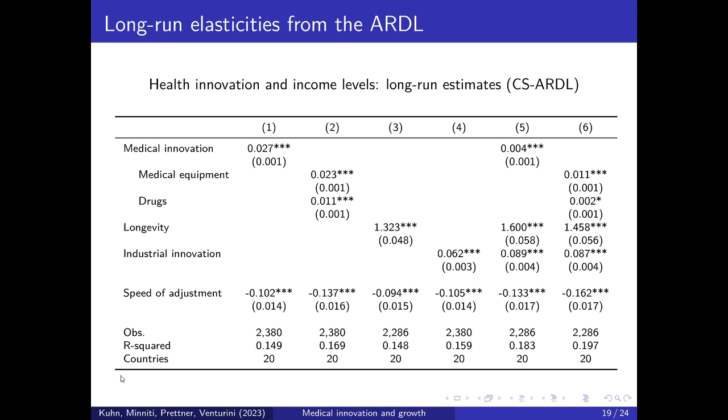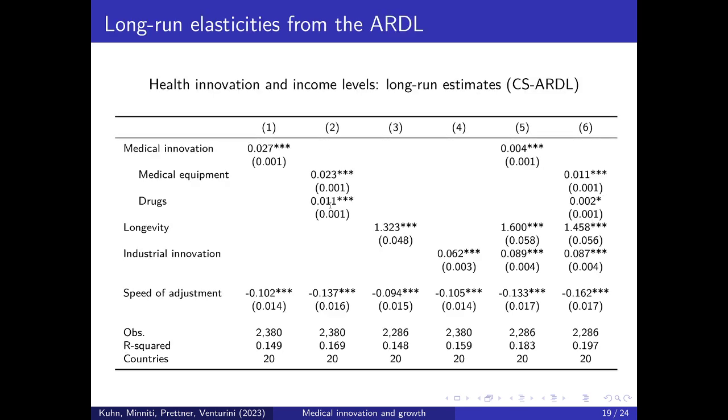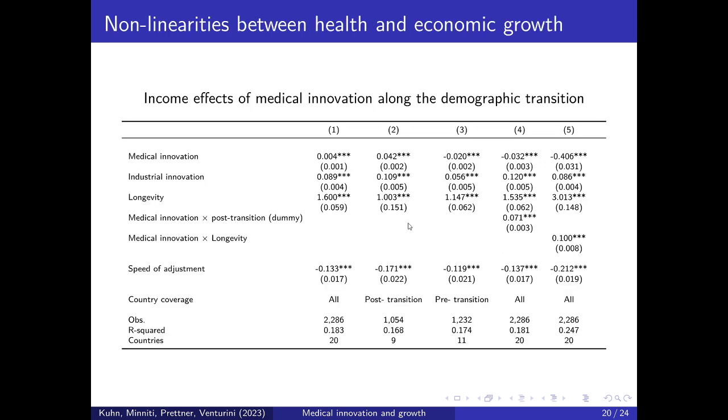So all of these results are consistent with our hypothesis 1, that there is a causal channel from medical innovation to economic growth, and an important transmission channel is the effect on longevity. Now, however, we also want to test hypothesis 2, that there is a non-linearity in this relationship. And for this purpose, we replicate our column 5 from here. And then we do two things basically.